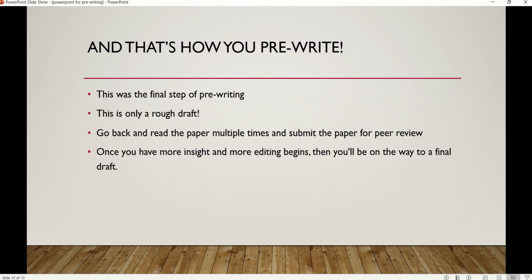This was the final step of pre-writing. This paper is only a rough draft. Not only should you go back and read the paper multiple times to see if you need to further expand or correct any other material, but submit the paper for peer review for more insight. Once these things are done and more editing begins, then you'll be on your way to your final draft.